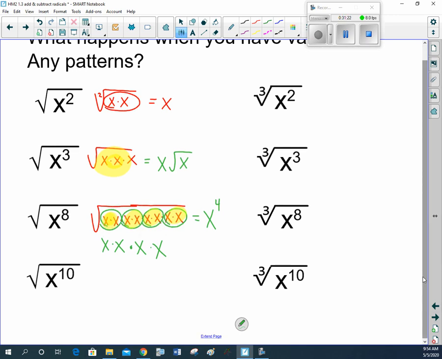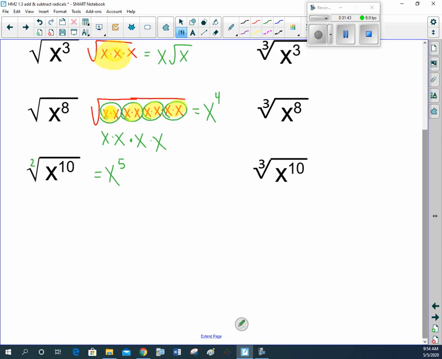Faster way to do this. Let's see if we can figure out the faster way. My index number is a 2. So 2 goes into 10 5 times. I bet there would be 5 sets of x times x. So there would be 5 sets of x squared. So when this comes out, this is just x to the 5th.